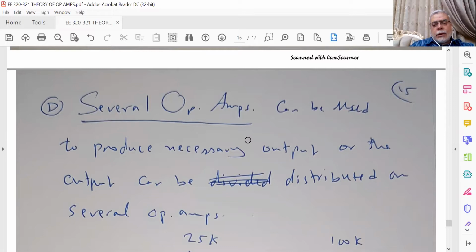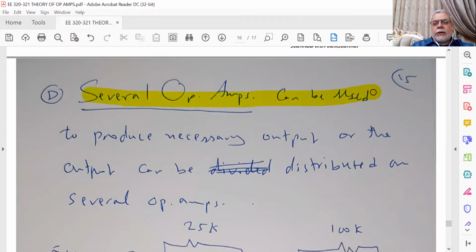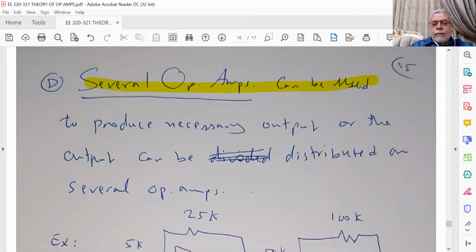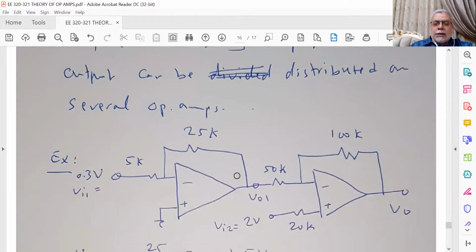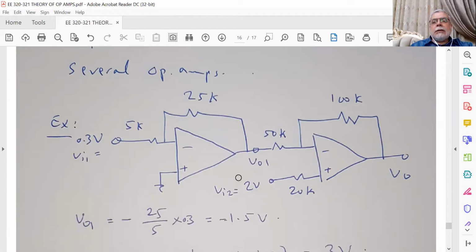Now, we can study also circuits with several operational amplifiers to produce any operation we need, to produce any necessary system, to produce any output, and so on. We can analyze all circuits with operational amplifiers. Always we use superposition when I have several inputs, like this circuit.